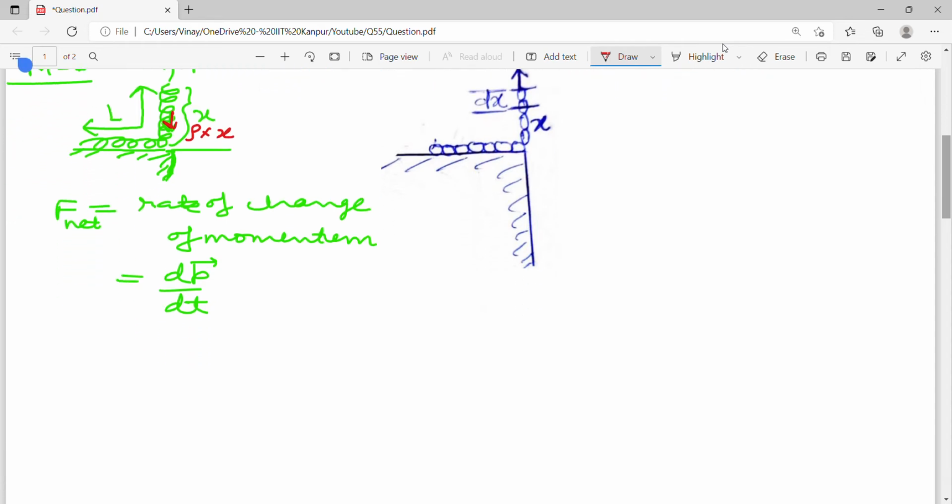So net force is what? This is mass, by the way, into g. So weight is acting downwards. So what is the net force? P minus rho x g is equal to d. See, mass is varying. Usually you see variable mass in one other case. Pause the video and tell me. That is in the case of rockets, where fuel is being burnt and the mass, the weight of the rocket, decreases.